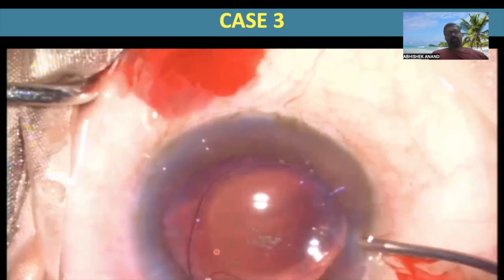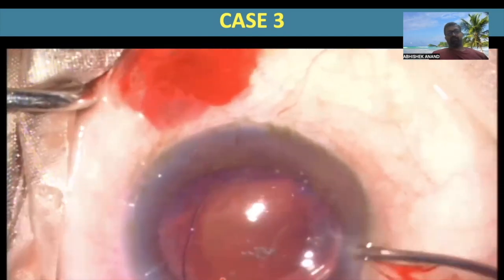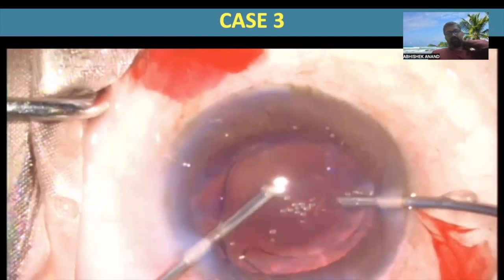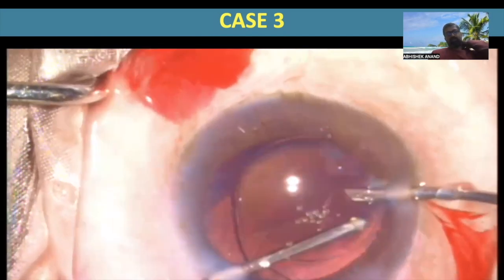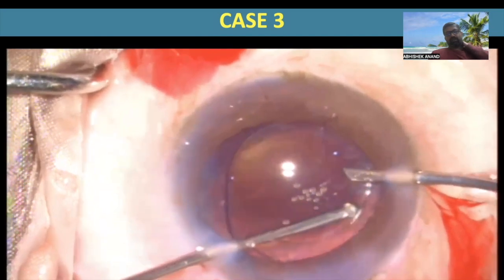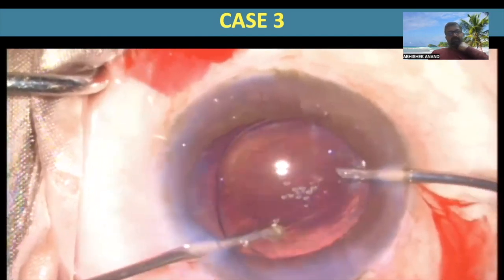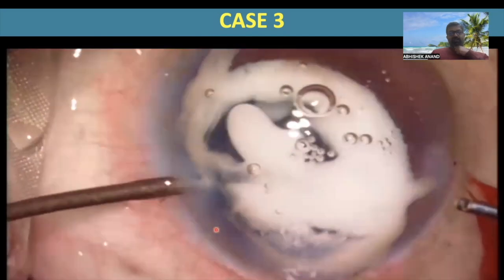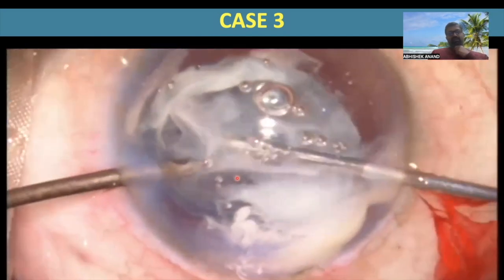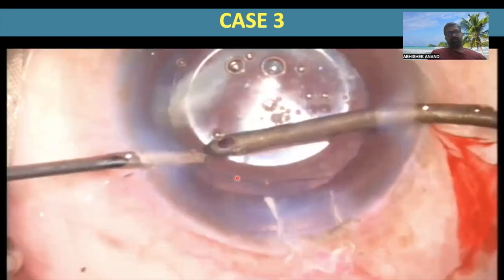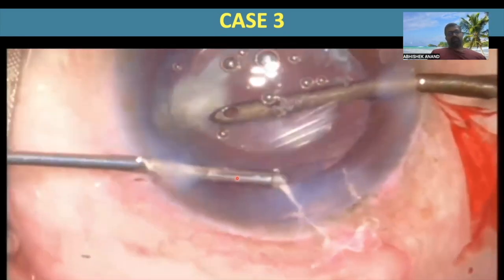this, the IOL scaffold has very well prevented the vitreous from coming into the anterior chamber. Now we go for completion of the anterior vitrectomy. We are using the Centurion system, and we again used diluted triamcinolone acetonide to look for any residual vitreous in the anterior chamber.